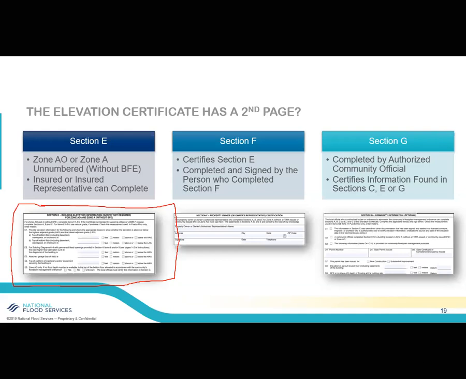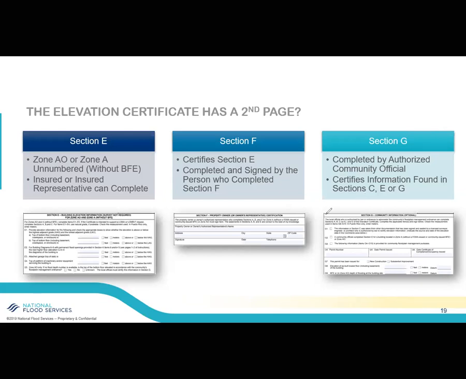Section G is reserved for your community official. And this actually makes me smile. Typically, Section G is used when your community official is copying information from an elevation certificate that's already been completed by a surveyor, licensed engineer, or licensed architect. I cannot think of any scenario why that would happen off the top of my head, but it is something that the NFIP does allow.